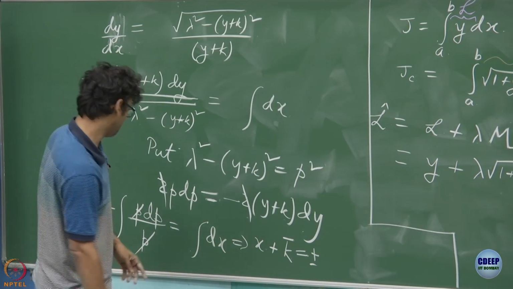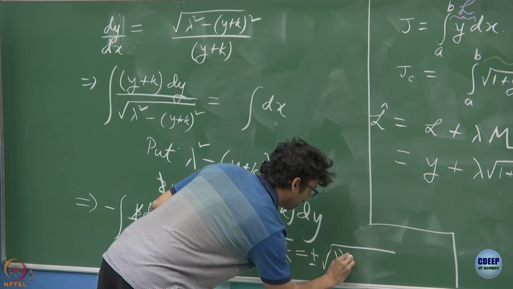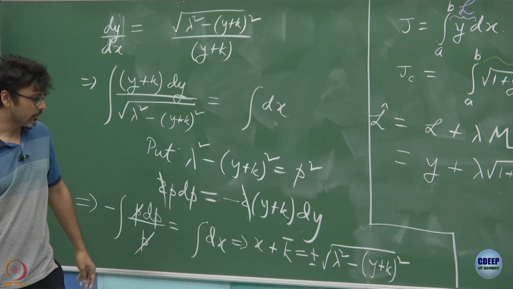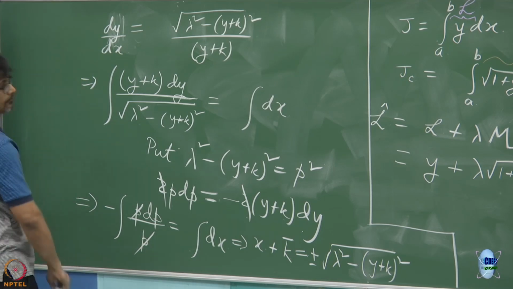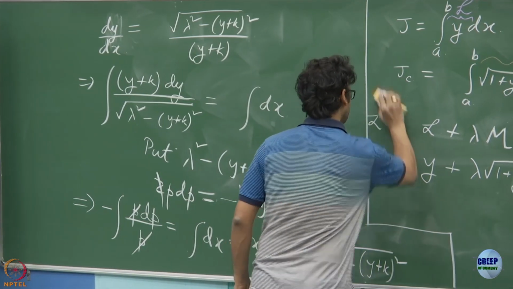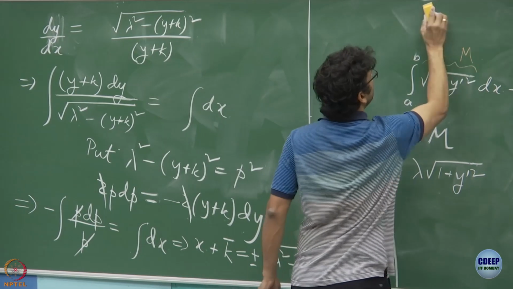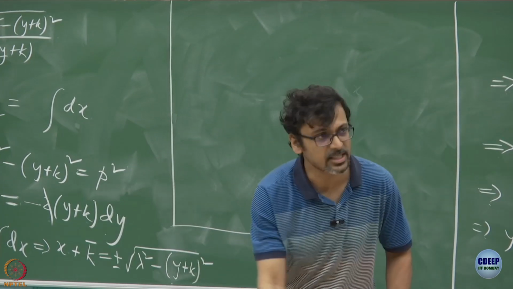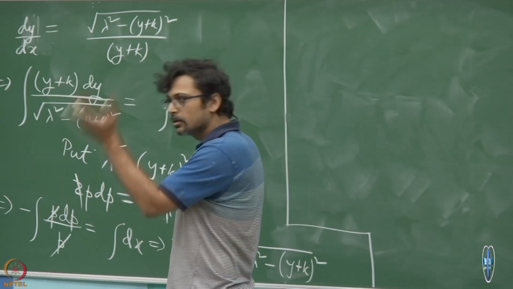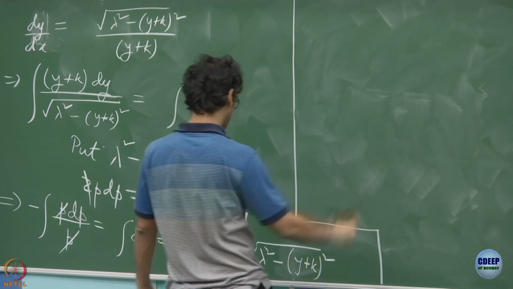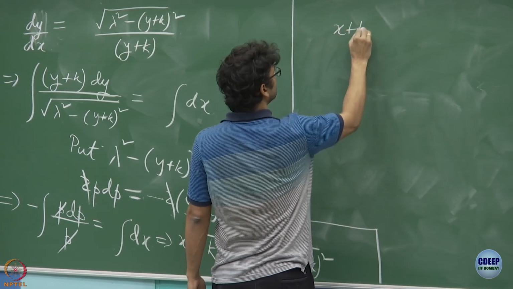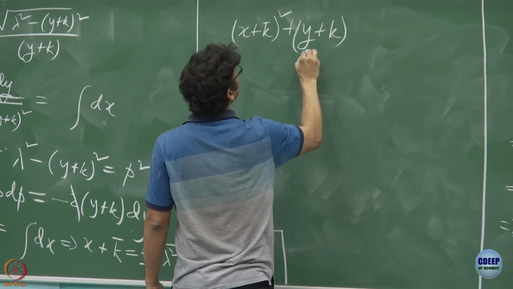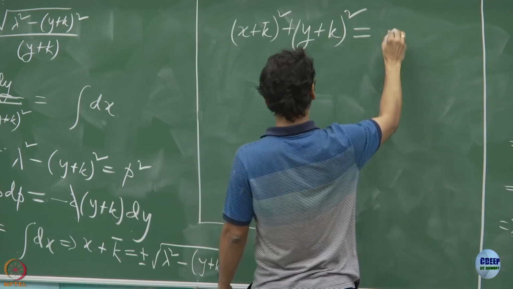Okay. So what is this? Radical of lambda squared minus (y plus k) whole squared. So you square it on both sides and what do you have? Equation of a circle. Exactly. Like we had said would be the case earlier. Of course, those terminal conditions and everything will decide the radius of the circle, where it will pass through and so on and so forth. But essentially it's nothing but (x plus k bar) whole squared plus (y plus k) whole squared is equal to lambda squared.